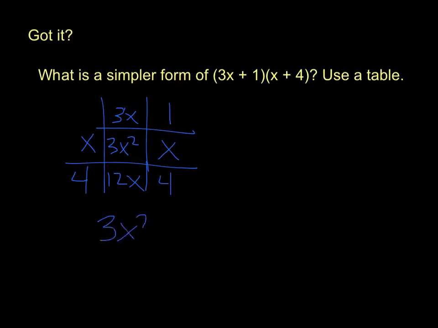So I'd get 3x squared. Combining my x's, I have a plus 13x. And my constant is a positive 4. And there is your solution.